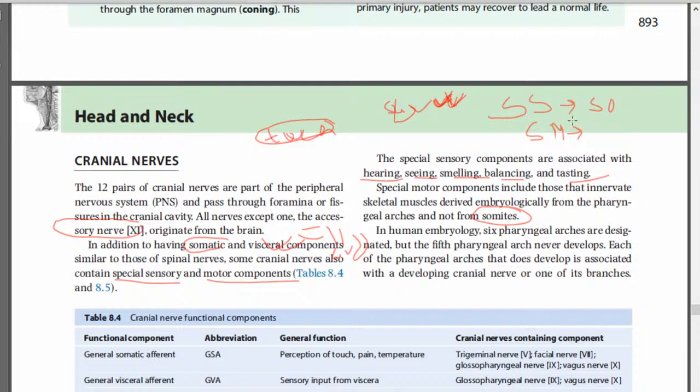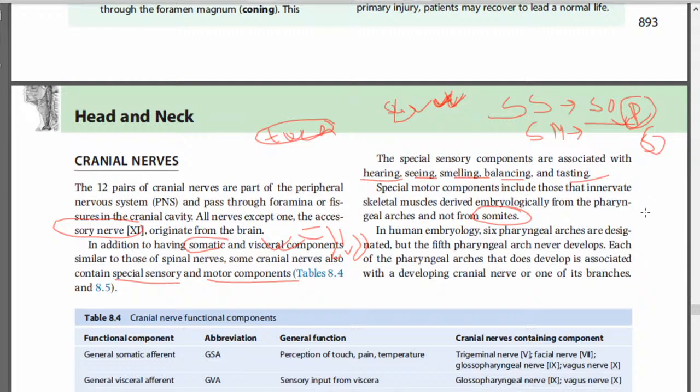For the special motor nerve component, we need to go back to the start of the development of the body. There are pharyngeal arches and somites. Most of the muscles derive from the somites, but some muscles derive from the pharyngeal arches. If a particular pharyngeal arch is supplied by a particular nerve, that nerve is said to have special motor neurons. In human embryology, 6 pharyngeal arches are designated, but the 5th never develops. Each pharyngeal arch that develops is associated with a developing cranial nerve or one of its branches.